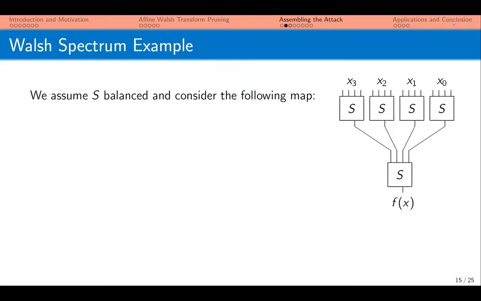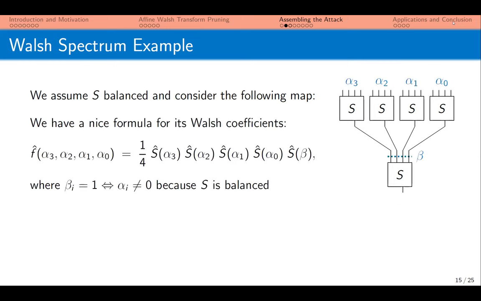So we consider a key recovery map which might appear, for example, if we have an SPN block cipher with a 4-bit S-box and a bit permutation as the linear layer. We can compute its Walsh coefficients simply by multiplying the Walsh coefficient of the S-box corresponding to each part of the input mask, and a fifth Walsh coefficient of the S-box, which corresponds to the S-box in the second round, and which takes this input mask beta, which is actually determined bit by bit by whether each part of the full input mask is equal to zero or not.